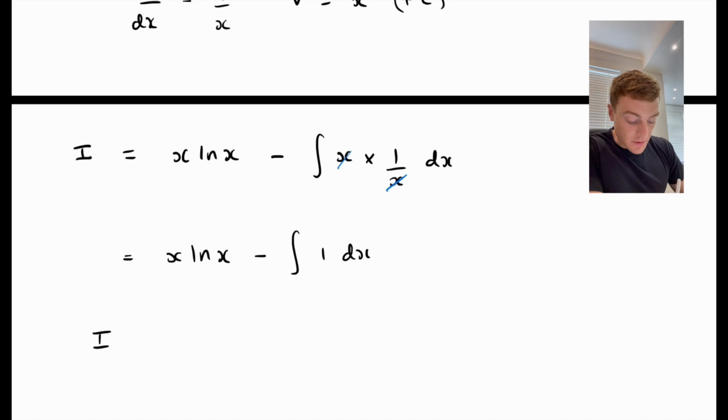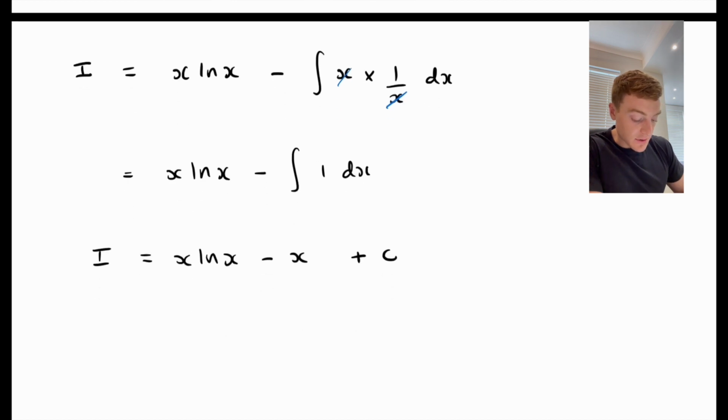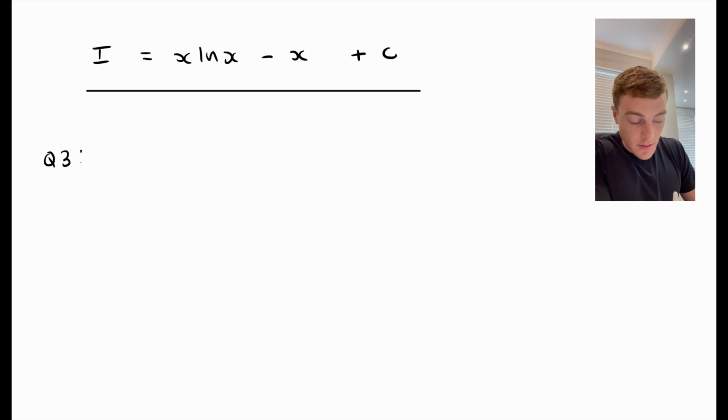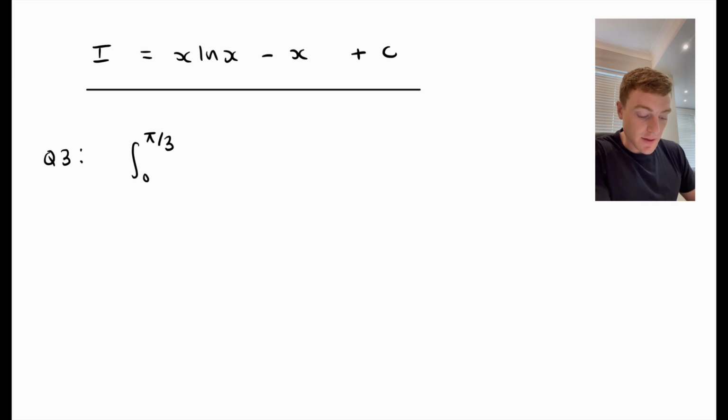So my integral is equal to x ln x minus x, and let's not forget to add that integration constant. And that's my final answer. So this time I want to integrate between 0 and pi over 3. So we've got a definite integral this time because we have limits, so we don't have to worry about that plus c.